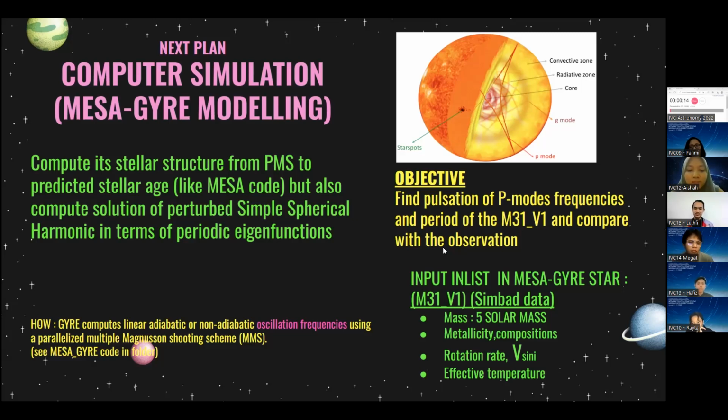The next objective is to obtain the period spacing of the pulsation and compare it with our previous result. To execute this, the parameters of the star like mass, composition, and rotational rate will be used as constraints in the stellar model. So that is our summary of the future plan. To add, this theoretical modeling is actually important as it will give us some confirmation about our understanding of the physics in asteroseismology so far.